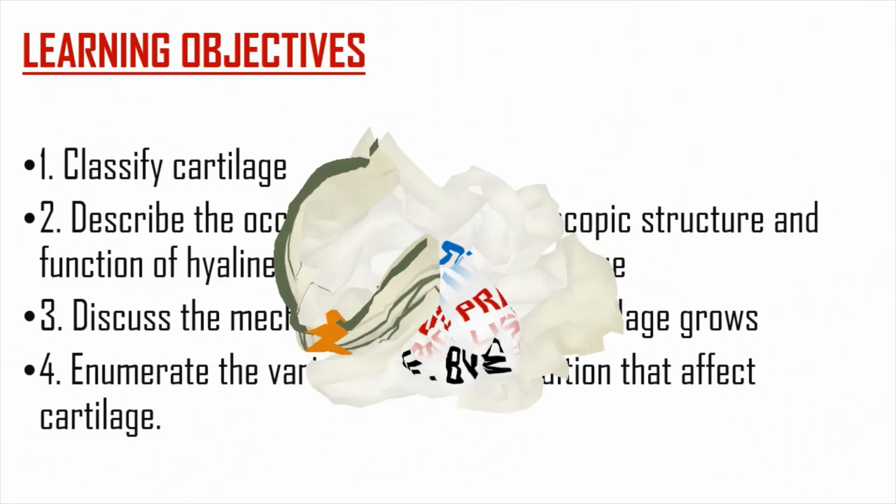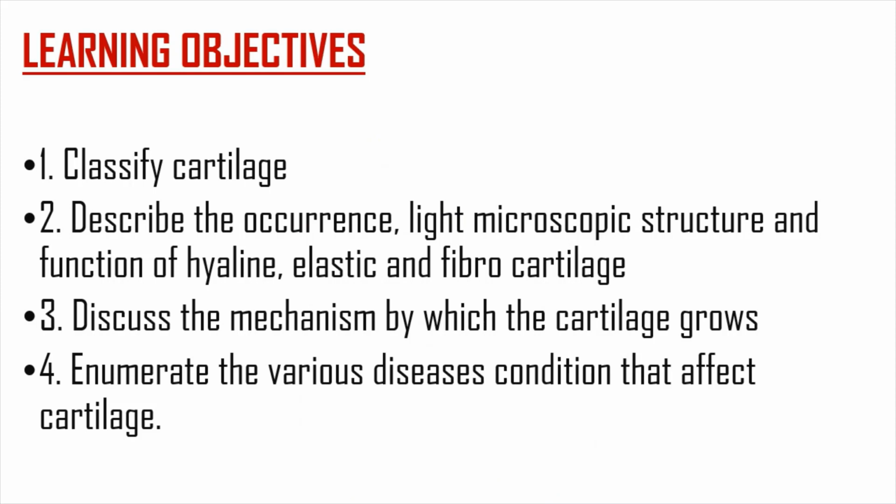Now, our lesson objectives for this lab: number 1, to classify and define what cartilage is; number 2, to describe the occurrence, light microscopic structure, and function of hyaline, elastic, and fibrocartilage, which are the 3 types of cartilage that we'll be looking at in this histological presentation. Number 3, to discuss the mechanism by which cartilage grows. Number 4, to enumerate or explain the various diseases and conditions that affect cartilage.